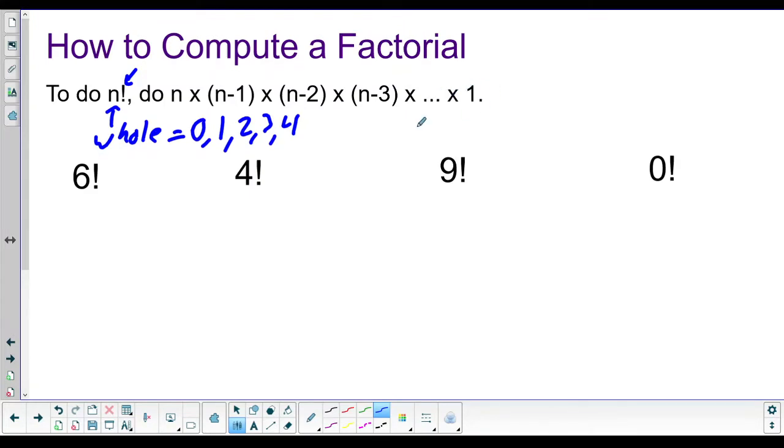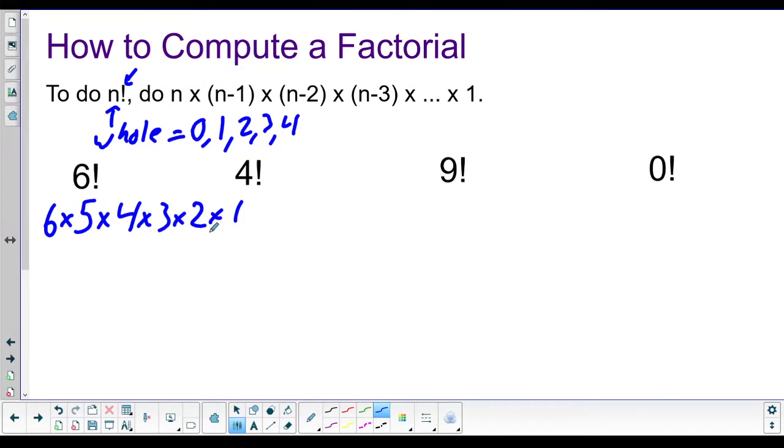So what this means is, let's say we want to do 6 factorial. This is 6 times 6 minus 1 would be 5 times 6 minus 2 would be 4, so on until we get to 1. So 6 factorial just means 6 times all the whole numbers below it until you get to 1. So that's not too bad, right? It's a nice short way to write this thing out.